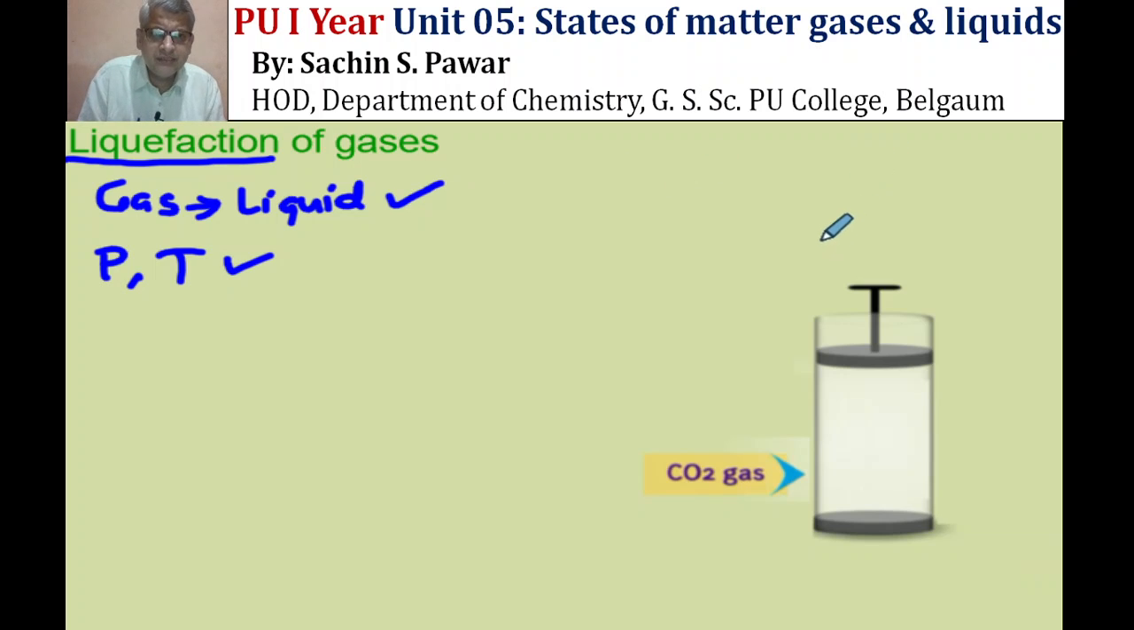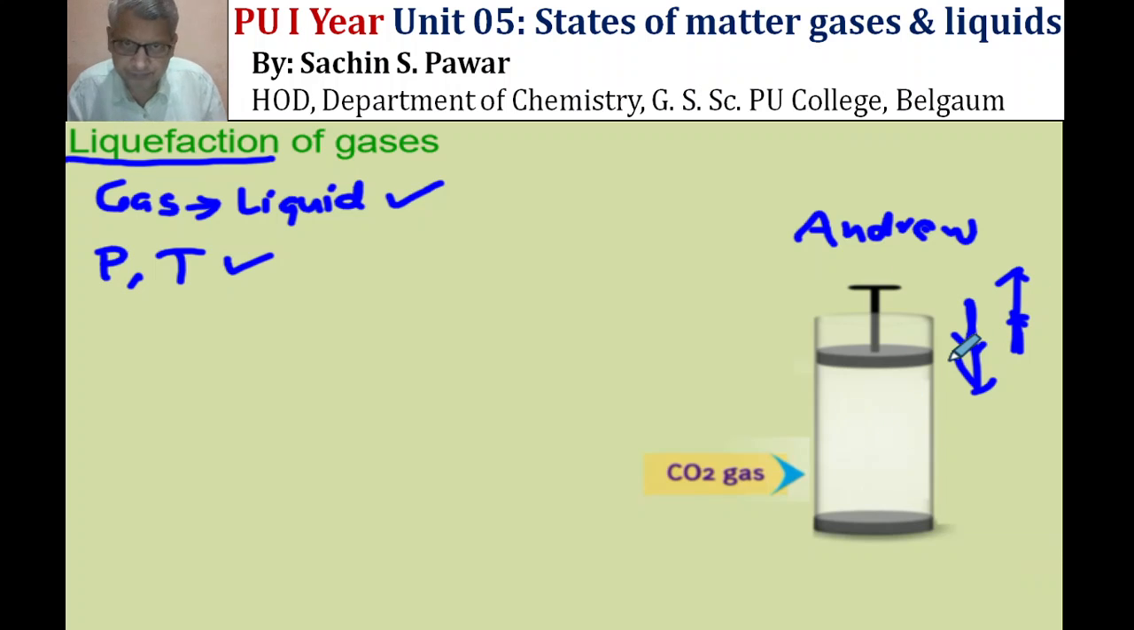What Andrews did is this: he took different gases in a container, as you can see on the right hand side. For example, carbon dioxide gas is taken. Using the piston, which can be moved inward and outward, if you move this piston inward, the pressure on the gas increases, and if you move outward, the pressure on the gas decreases. That we have already learnt. He performed the experiment on different gases at different temperatures.